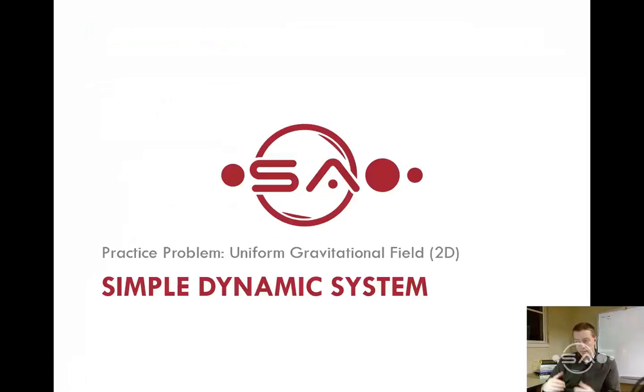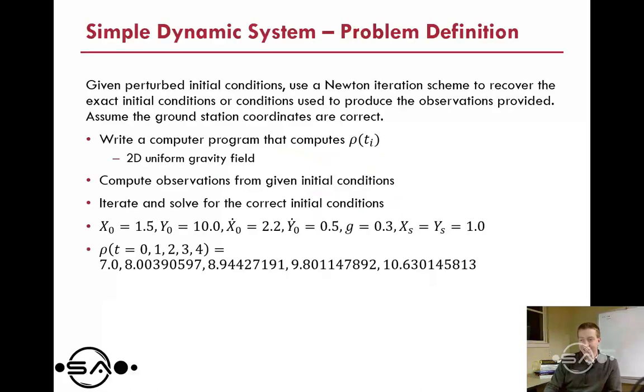So the practice problem is a uniform gravitational field in the 2D case. Here's the problem definition. Given some perturbed initial conditions, in other words, your initial conditions are not correct, you're going to use a Newton iteration scheme to recover the exact initial conditions, or at least the conditions used to produce the observations provided.